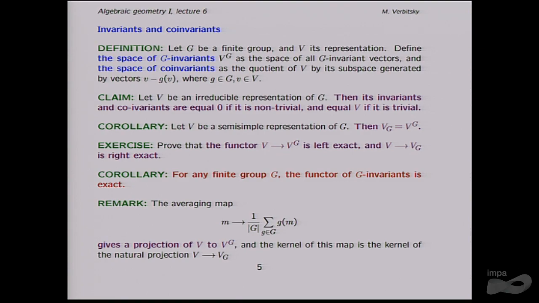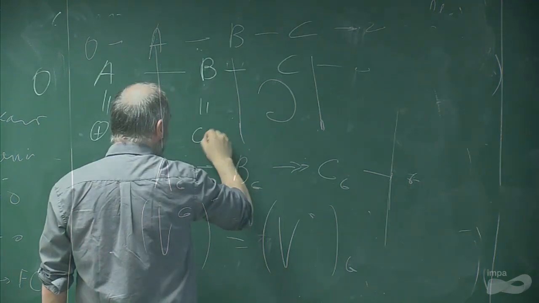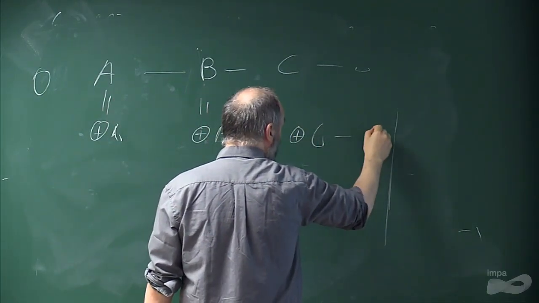Suppose you have a map of finite group representations, A goes to B goes to C goes to 0. You have A, which is a direct sum of A_i, which are irreducible. B is a direct sum of B_i, and C is a direct sum of C_i, which are irreducible.